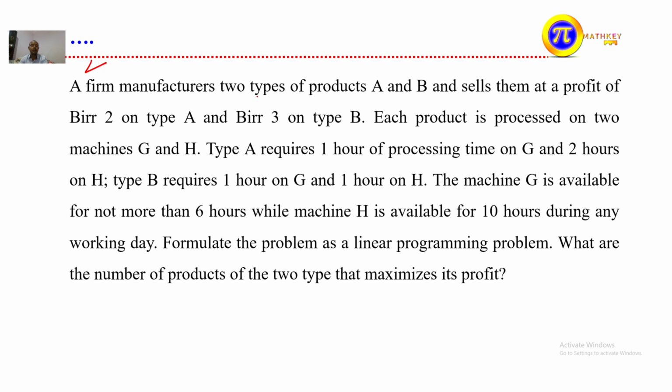Here we have 2 types of product, A and B. It sells them at a profit of 2 on type A and 3 on type B. Each product is processed on machines, that means machine G and machine H. Here we have the types of products, A and B, and the 2 machines, G and H.